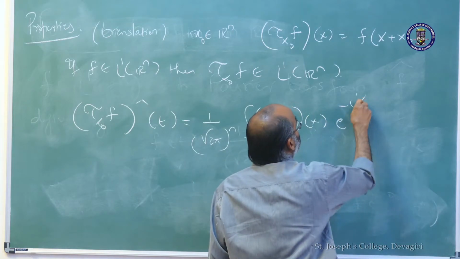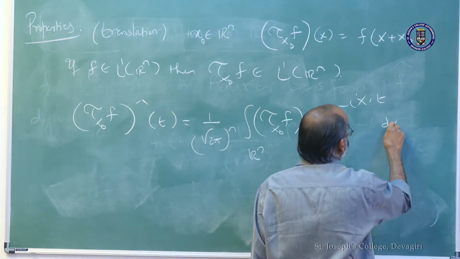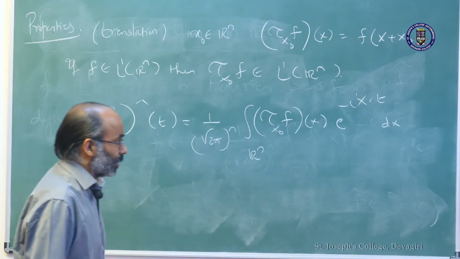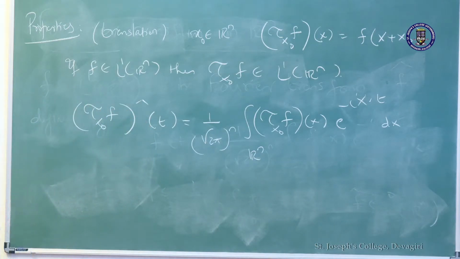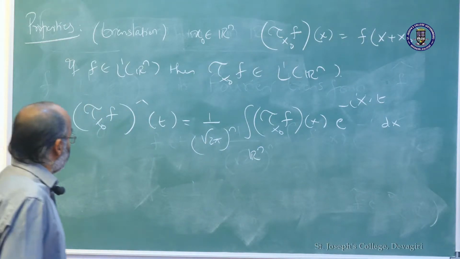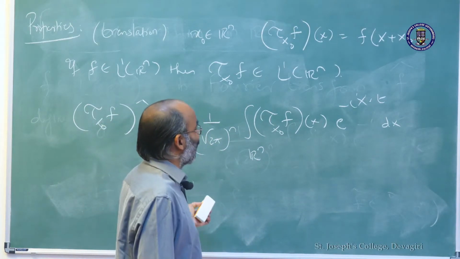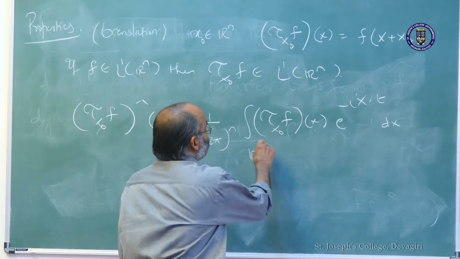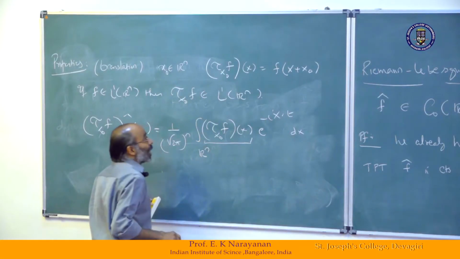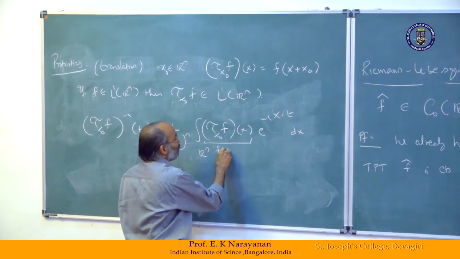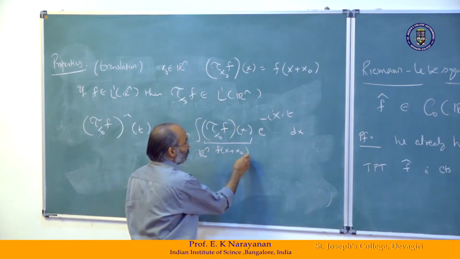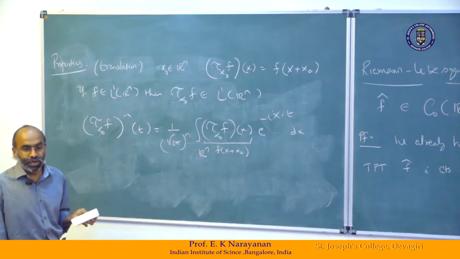e to the minus i x dot t dx, right. So this is the definition. Now I will use the advantage that I have a board, so that I do not need to write it again and again. This I can write as f of x plus x naught, right. That is the definition of the translation.